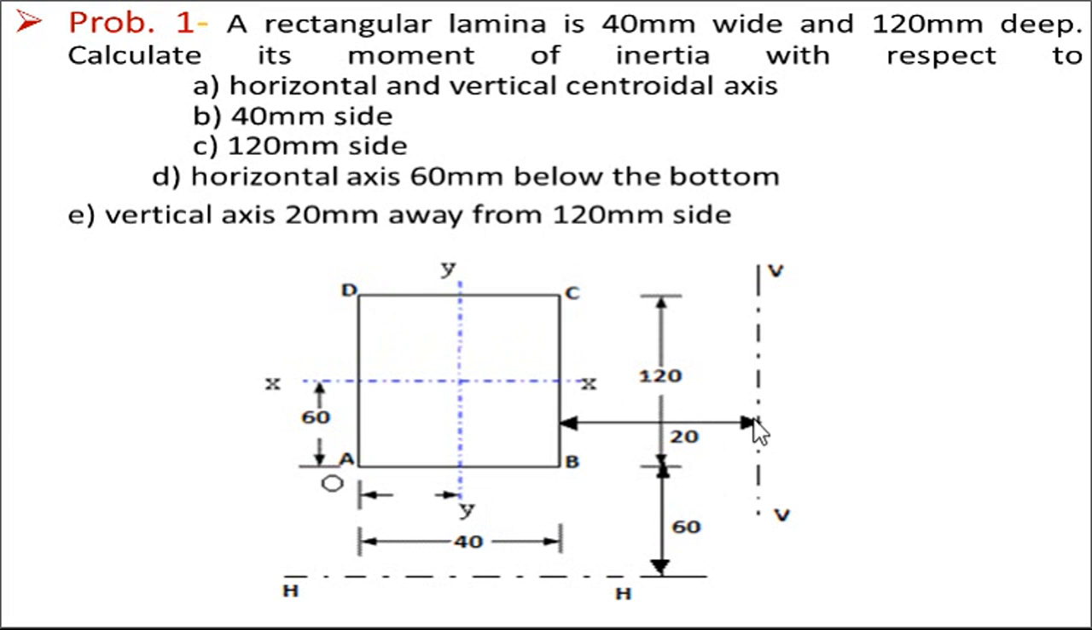Also the vertical axis which is 20 mm away from the 120 mm side. So this is the 120 mm side and this vertical axis is 20 mm from this particular side. So again we have to determine the moment of inertia for this axis. So let us start one by one.